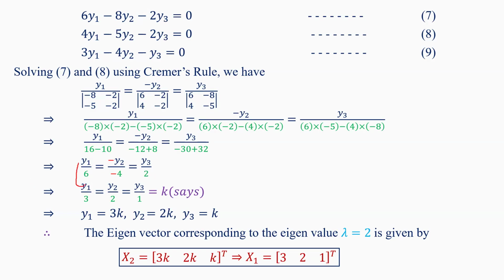So it gives y1, if we multiply the whole equation by 2, y1 upon 3, this minus minus will cancel, y2 upon 2 and y3 upon 1. Let us say this is equal to k. So y1 is equal to 3k, y2 is equal to 2k, and y3 is equal to k. Therefore, the eigenvector corresponding to eigenvalue lambda equal to 2 is given by x2 equal to (3, 2, 1) transpose.